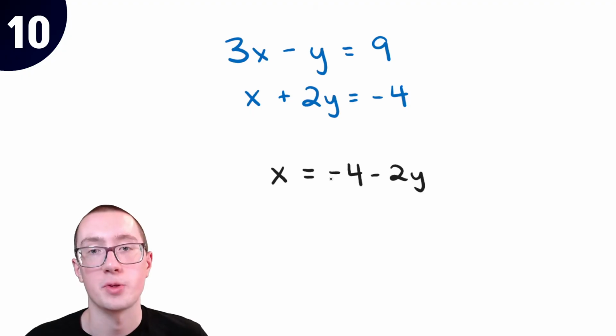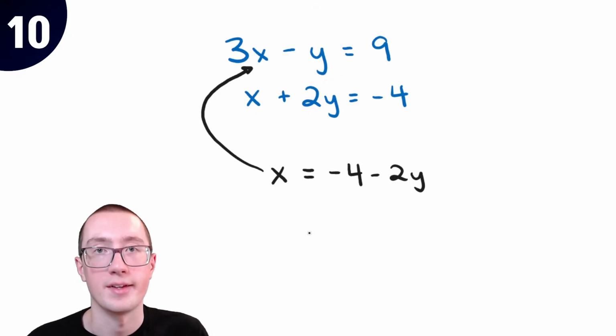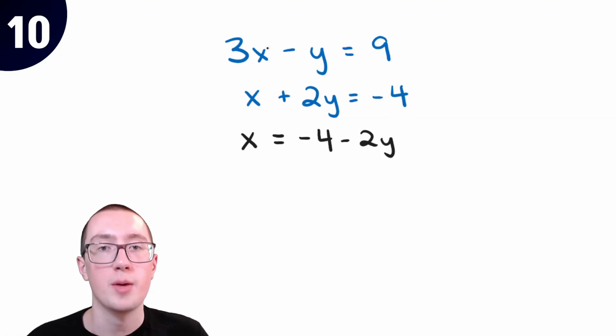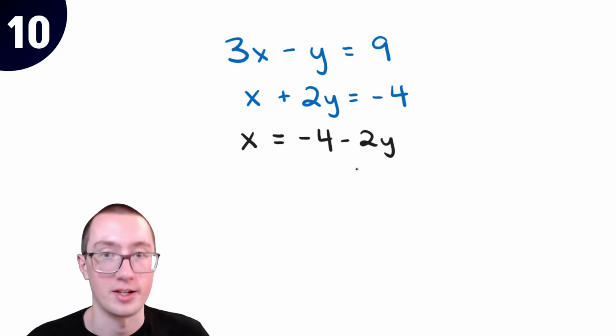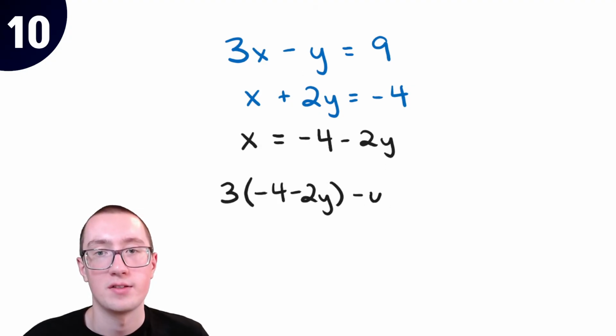But what I can actually do with this is now, because I know what x is equal to, I can use the other equation. I can plug this in for x, and then the equation will only have y in it. Let me show you how that works. We know that x is the same as -4 minus 2y. So let's rewrite the top equation, but instead of x, we'll write -4 minus 2y. So we're going to have 3 times (-4 minus 2y) minus y equals 9.